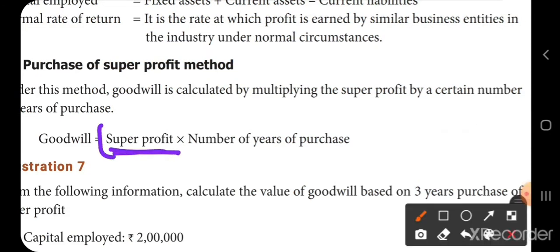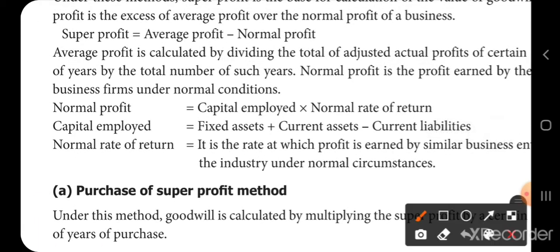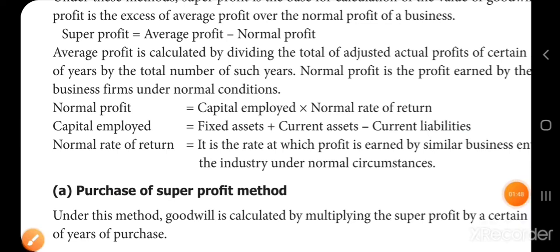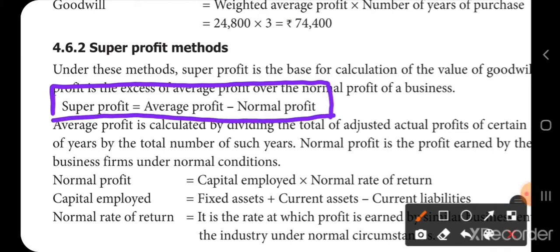The formula for calculating the super profits is average profits minus normal profit. So, super profit is average profit minus normal profit. Sometimes this normal profit and average profits will be given in the problem. But if it is not given, you should find out the average profit. What is the formula for average profits? Total profits divided by number of years.